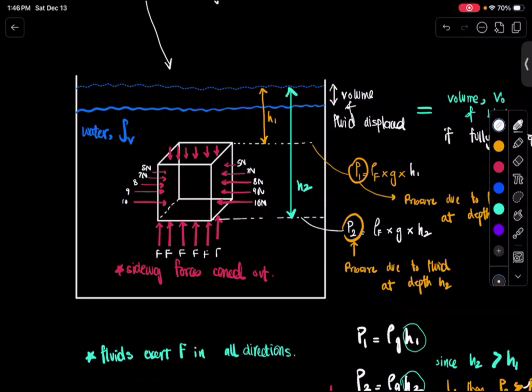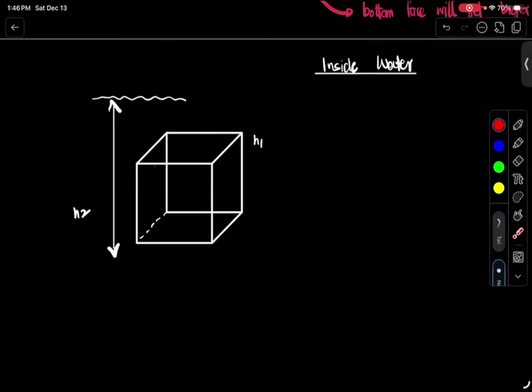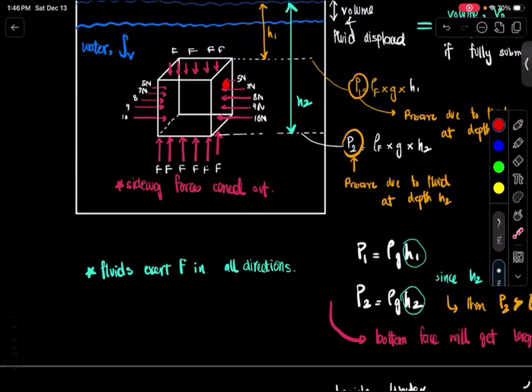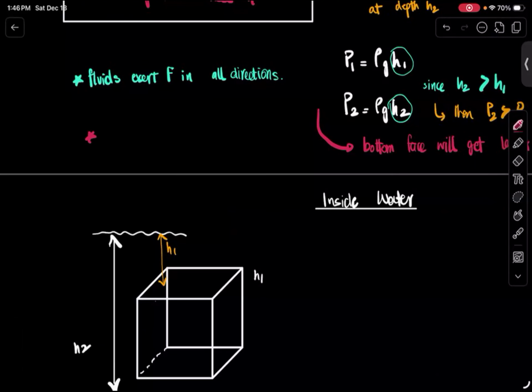Okay, I'm going to write down the forces as well now. Okay, now let's zoom in a bit more. The top face is at a depth of h1, and the bottom face is at a depth of h2. We're going to ignore the sideways forces because they just cancel out. They keep increasing as well, but as they keep increasing, it keeps increasing on all sides. So the sideways forces cancel out. It is only the top and the bottom forces that don't cancel out, right? So keep in mind, top and bottom forces don't cancel out.